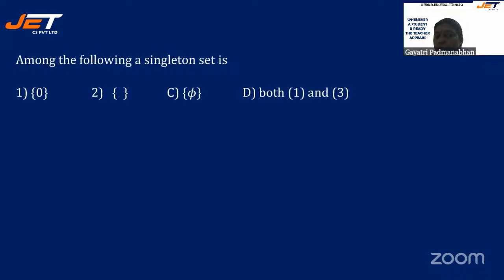See the next question. Among the following, a singleton set is dash. Is it 0, or an empty one, or a null set, or both 1 and 3? Yes, Sri Shailam, you are giving me the answers too. Correct. And here I'm getting the answer as 2. It is option D, both 1 and 3. The thing is, it is mixed. So both 1 and 3. All right.